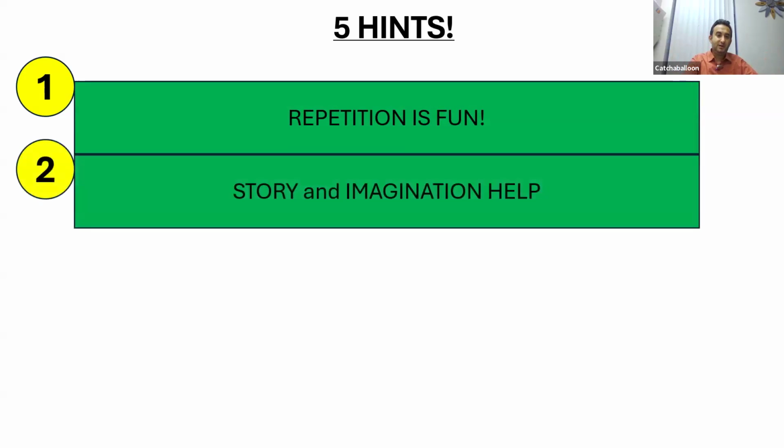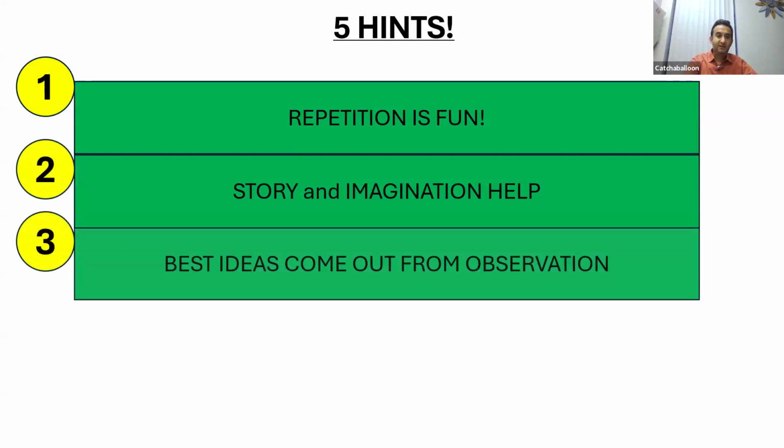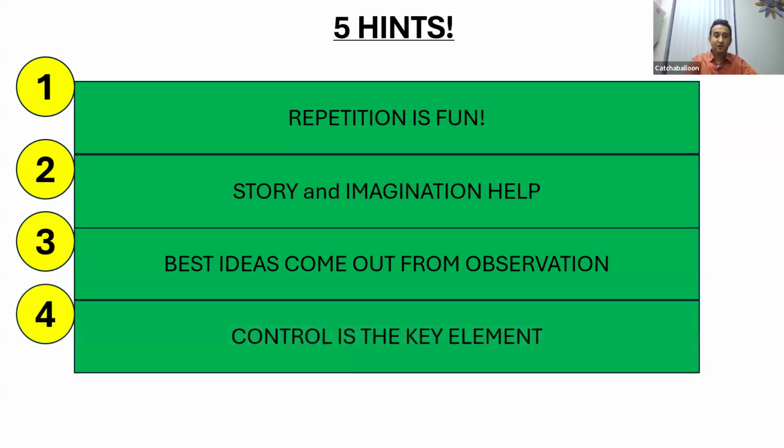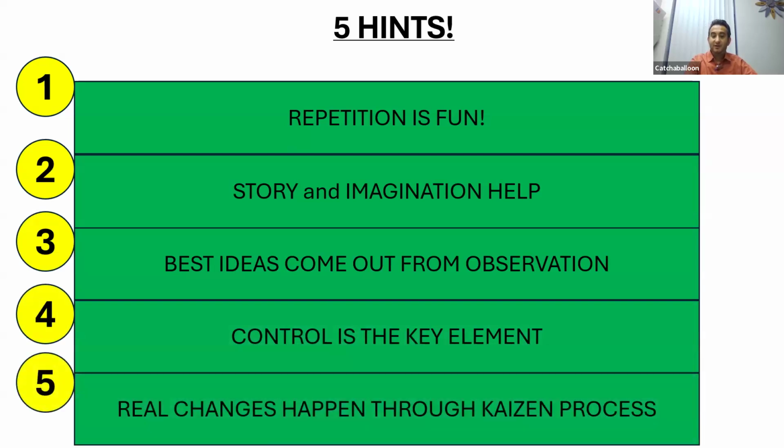Number 2 is story and imagination help. Number 3 is best ideas come out of observation. Number 4 is control is the key element. And number 5 is real changes happen through the Kaizen process. So for each slide later on, I have a topic.